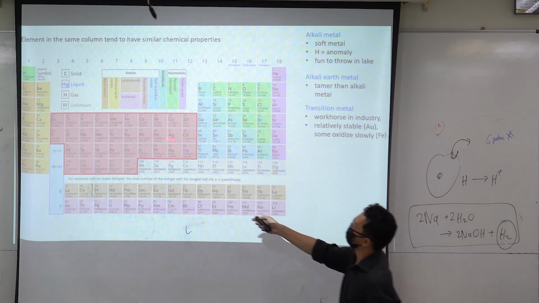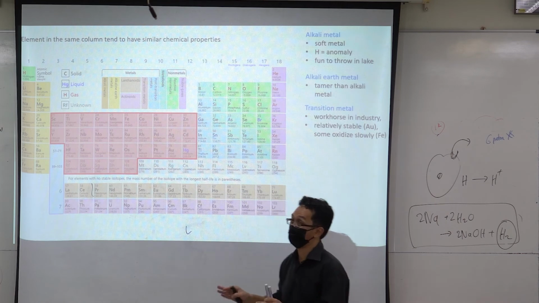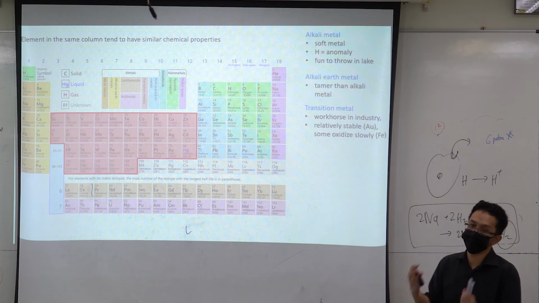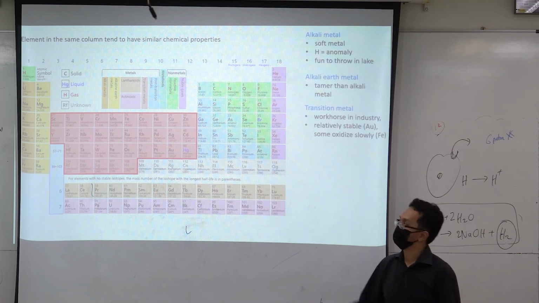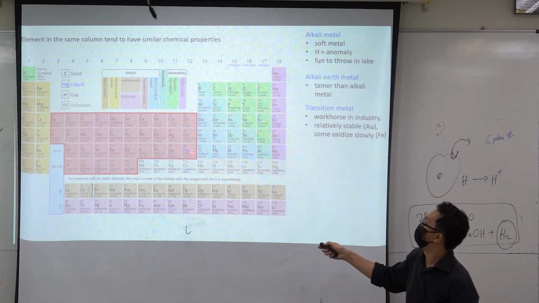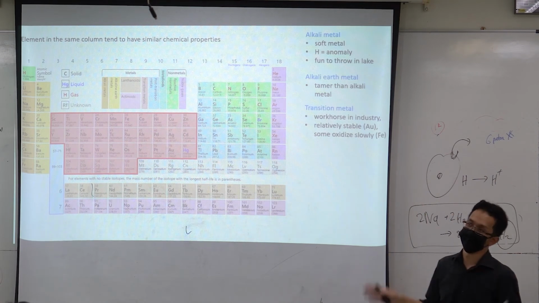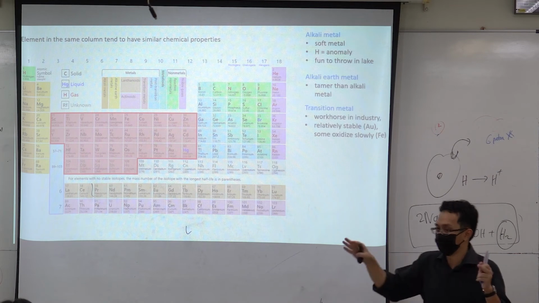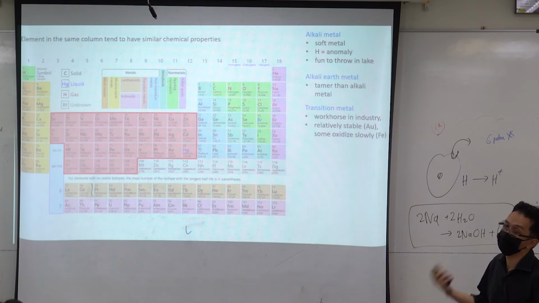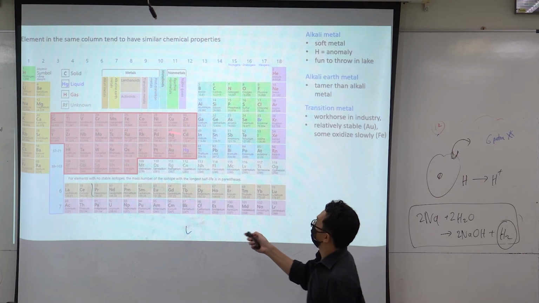Most of the transition metals are relatively hard, except for mercury. In fact, mercury is the only element inside the periodic table that is liquid. The rest is either solid or gas. This is solid, this is gas, and this is the only liquid in the periodic table. Because when you see the periodic table, it's basically at 25 degrees, I mean the room temperature environment. So mercury is the only liquid in the periodic table.